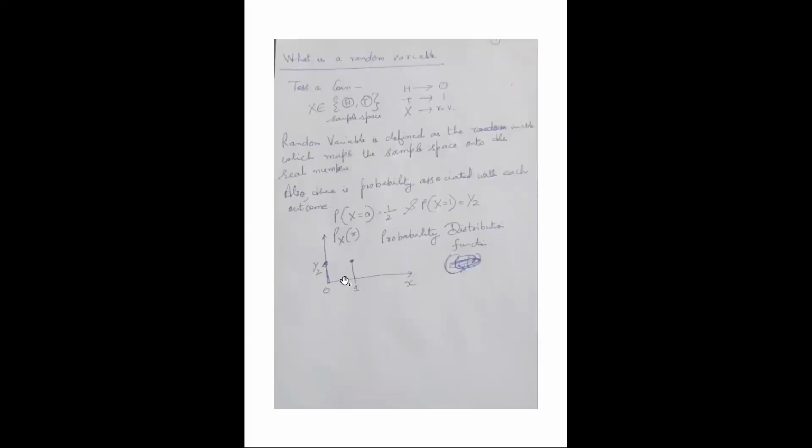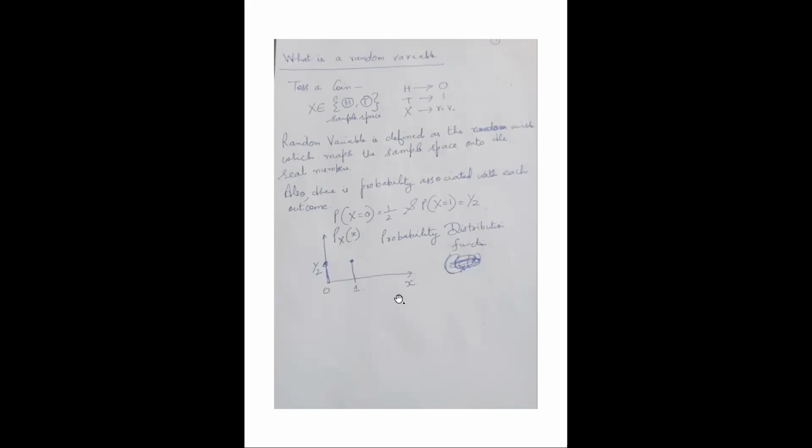Okay. Now, because this is the probability distribution, here our x is a discrete random variable because it can have values 0, 1. Between 0 and 1, there are no values, so it is not a continuous random variable. And this graph is known as the probability distribution function in general.